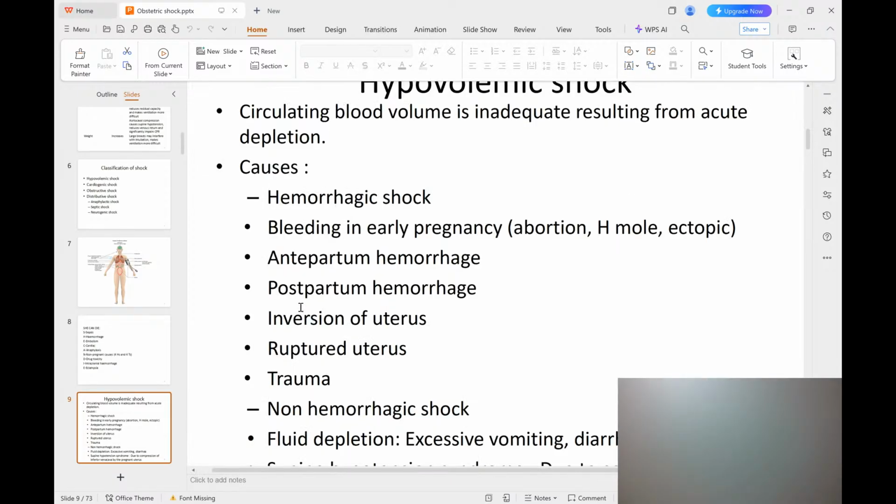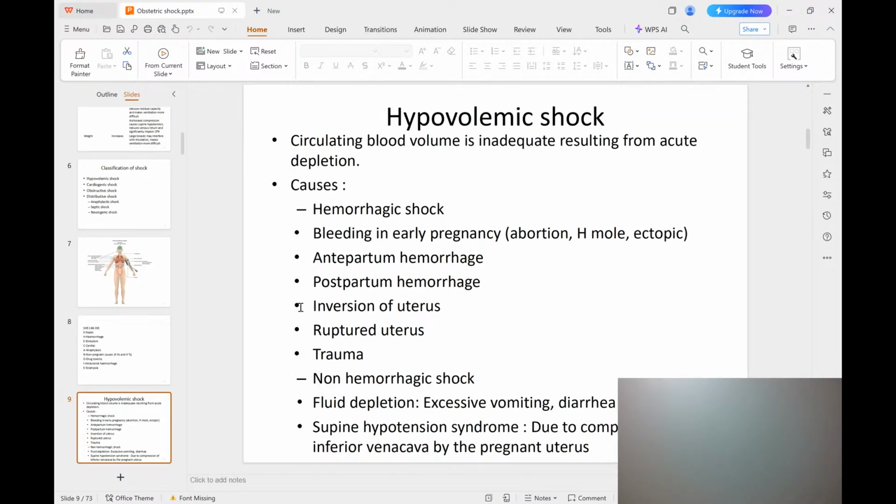So let's begin with hypovolemic shock. First of all, we'll have a general overview of the different causes and types, and then we'll go on to the management. Regarding hypovolemic shock, this is due to inadequate volume of circulating blood. So there will be acute depletion of blood.